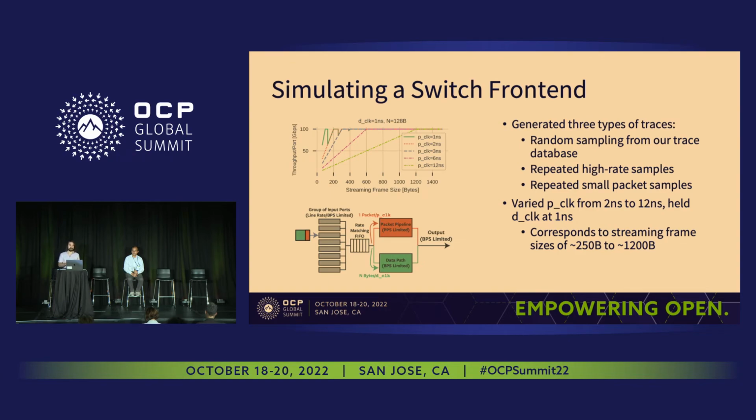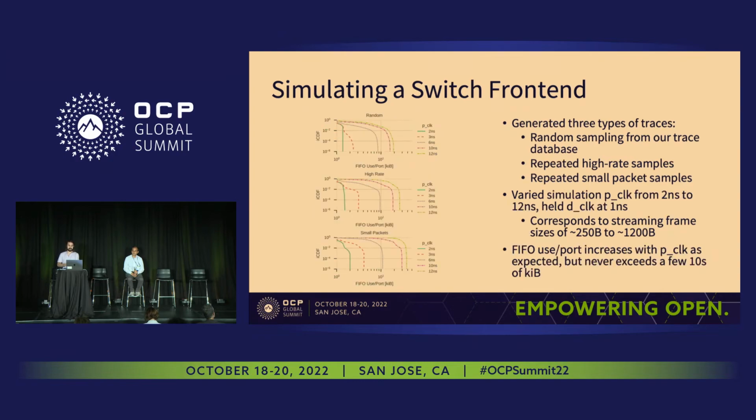And so doing this type of analysis is really important because we can't just say, what is the average packet size? We really need to understand the hardware level trade-offs that we're making of, okay, we have this many resources allocated for buffer. That gives us this much leeway on how far down we can turn the packet clock and how much power we can save by doing so. And so we varied in the simulations packet clock from 2 nanoseconds to 12 nanoseconds, holding data clock at 1 nanosecond. We made some assumptions about a very simple structure of the switch.